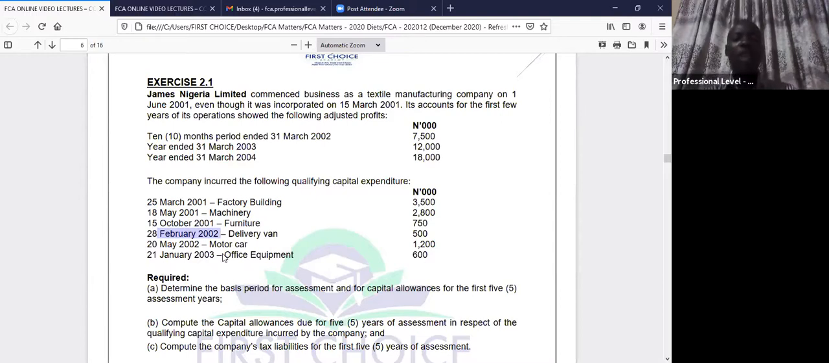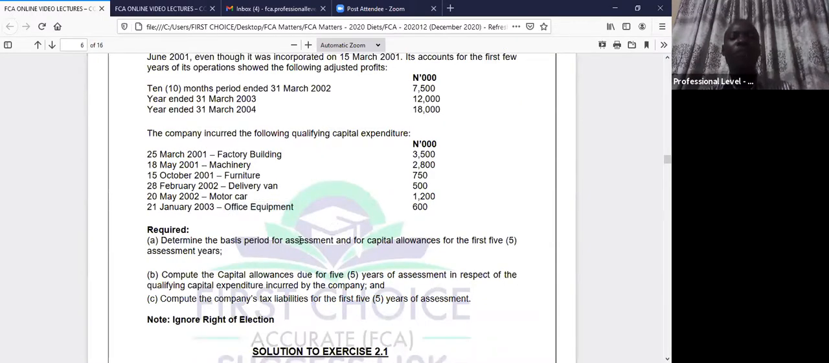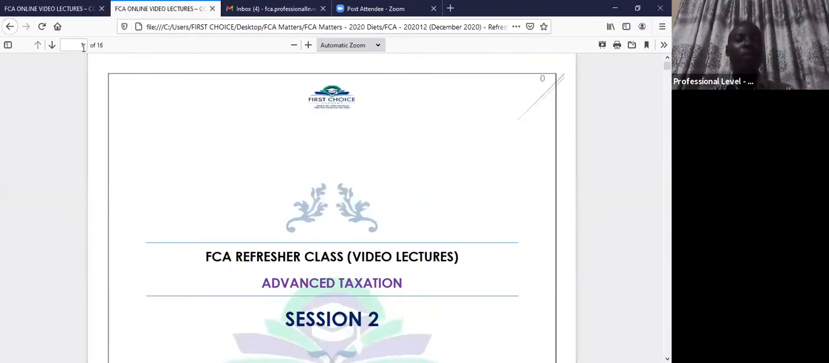Now we have office equipment. Note, this is not plant and equipment. So don't come and tell me investment allowance. No. Now, determine the basis period for assessment. And, see, this word 'and' is very powerful. It means you have two questions to deal with. One, you are giving me the basis period for assessment. That means for profit. And you are giving me the basis period for capital allowance for the first 5 years of assessment. Let's do that part first. So let's come now to the solution.